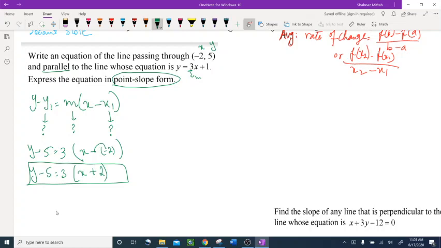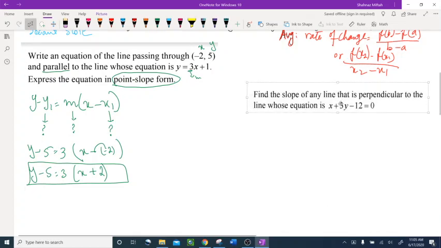Let's try another question, which is right there. I'm gonna move this upward right there. Let's do this. Now this question is asking, find the slope of any line that is perpendicular to the line whose equation is this. Okay, so find the slope. Look at this, I start with what they're asking me. Find the slope. Slope means I'm looking for m, of any line that is perpendicular.